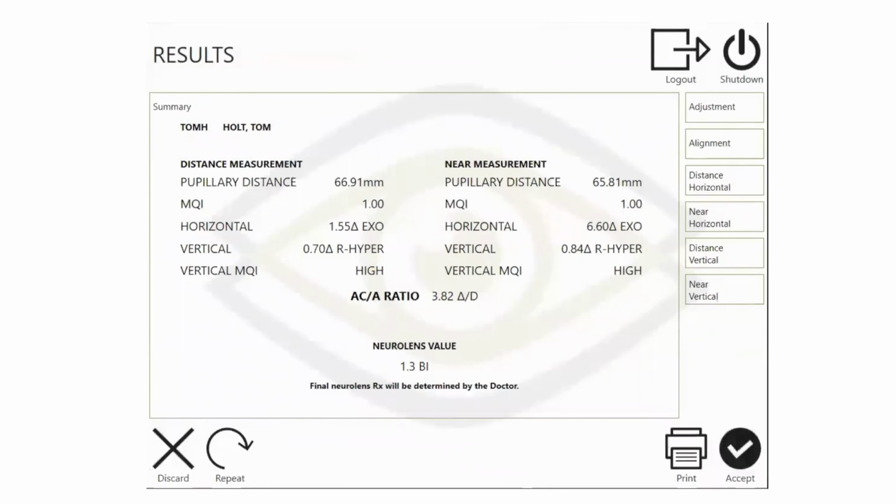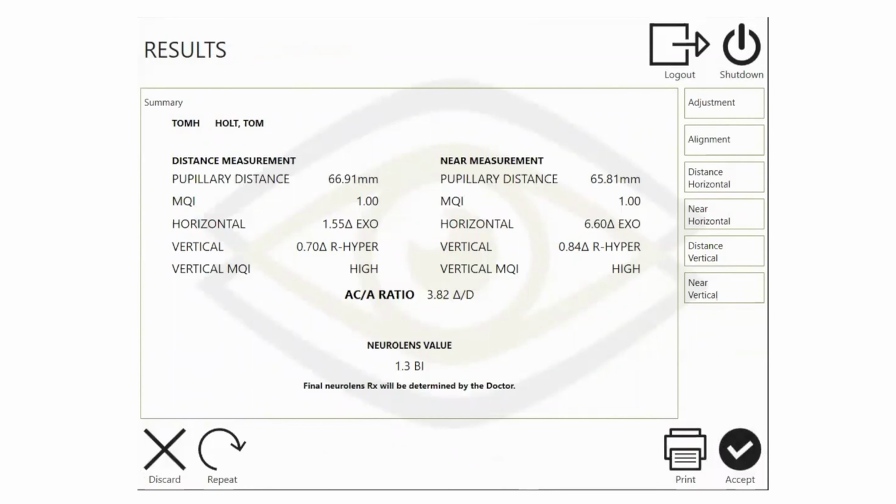Okay, now looking at the measurement that we got from him, we have a distance and a near PD. Keep in mind the near PD is at the pupil plane, not the spectacle plane, so it's not a typical 3 millimeters, it's usually 1 to 1.5 difference. MQI, that tells us, hey, we were able to get a good measurement on him. If it's too low, we'll throw out the measurement and let you know that we didn't get an accurate measurement.